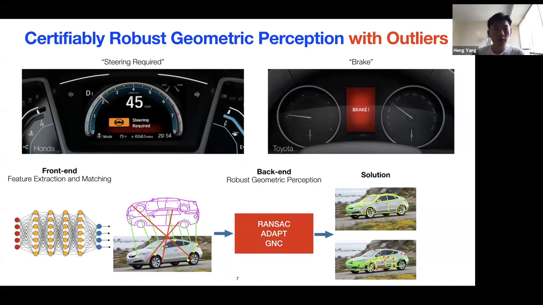So what we propose as certifiably robust geometric perception is that we replace this block of RANSAC or GNC or ADAPT with certifiably robust algorithms that not only give you the solution but tell you when the solution is correct and when it is not correct. This, as I see it, is a paradigm shift that enables our robots to do perception in a safe way.